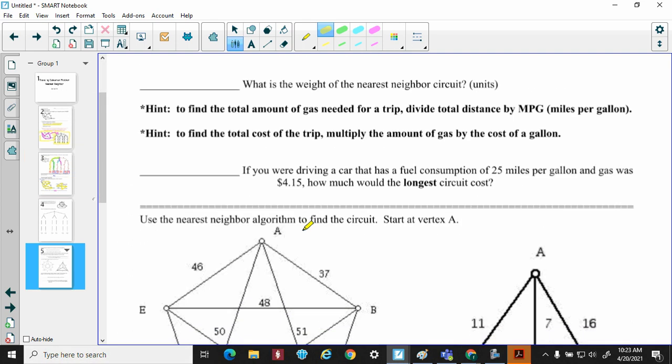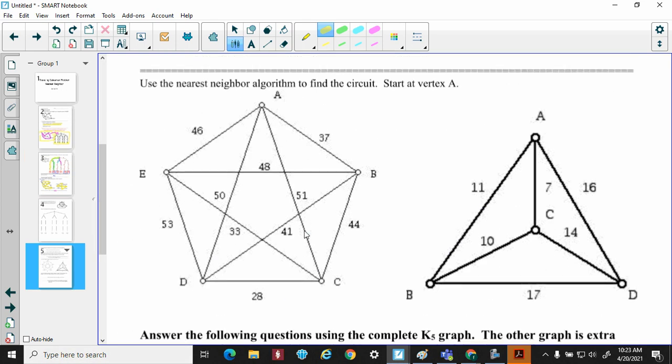Now, maybe I went too fast on that, so let me just do one that's in the back of your worksheet here. It says start at vertex A. So starting at vertex A, this is a little bigger map, but you're still going to the nearest neighbor. So I can go to B, I can go to C, I can go to D, I can go to E. Well, which has the smallest weight? Well, that would be B.